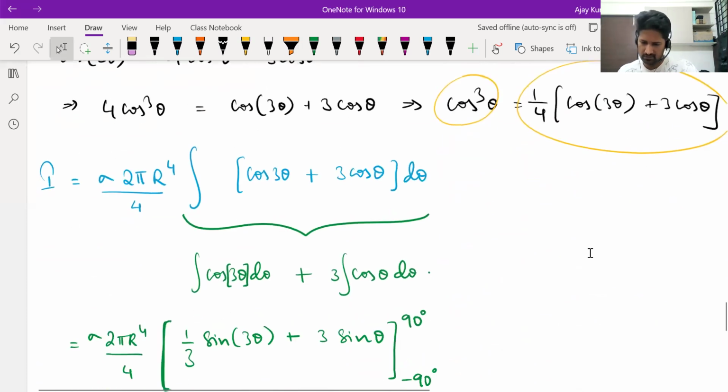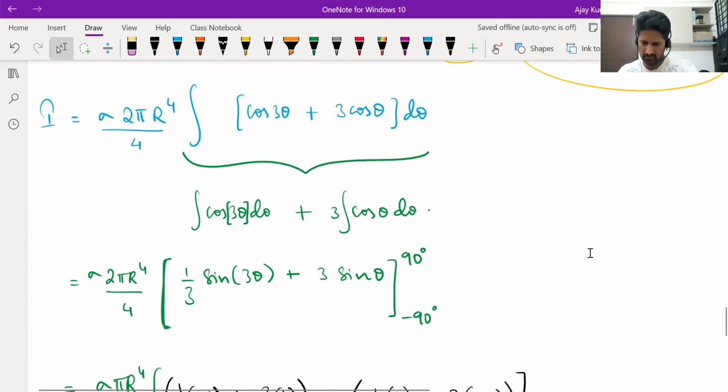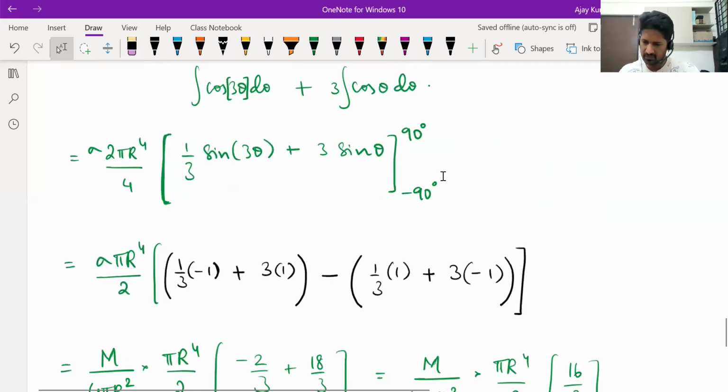Okay. Cos 3 theta integral is 1/3 sin 3 theta. That's fine. And 3 cos theta is 3 sin theta. That is also fine. To cover the entire sphere, angle should vary from -90 to +90. Everything seems to be right. Let's check the limit substitution again. Sin 3 into 90, sin 270 is -1. Okay. Plus 3 times sin 90 is 3 into 1.